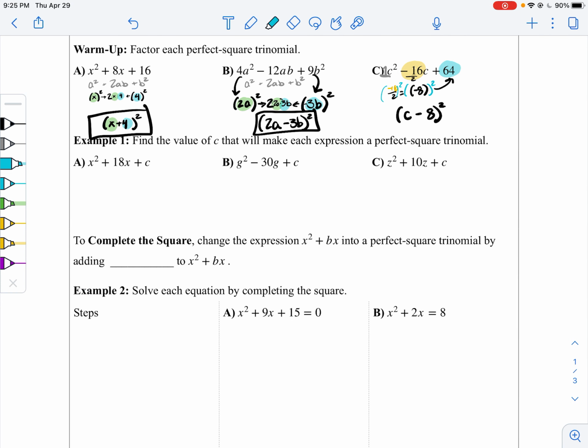Oh, I jumped ahead. I just got so excited. Okay, we're going to use that same formula.